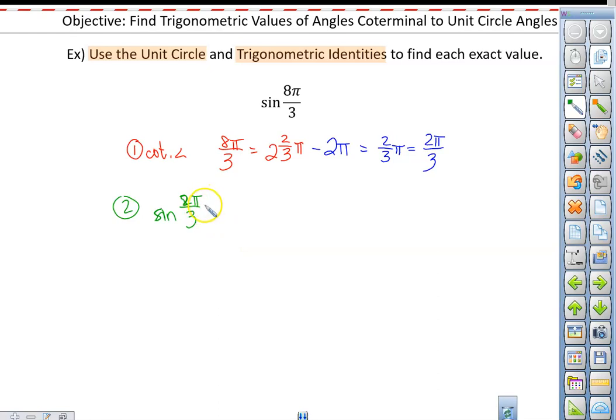So here is where it is helpful to know, okay, well, that is going to have a reference angle of 60 degrees or pi thirds radians. 2 pi thirds is going to be in the second quadrant.